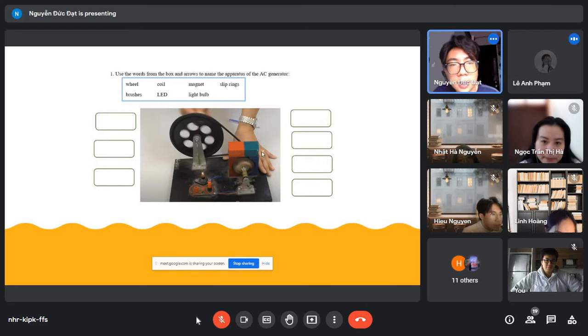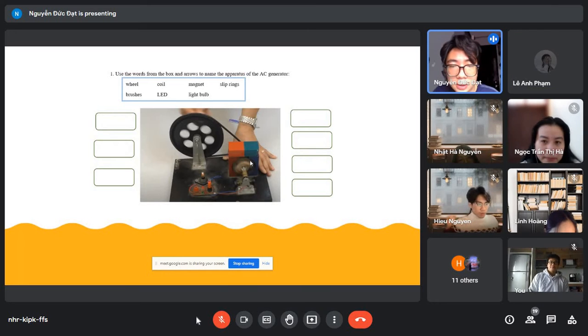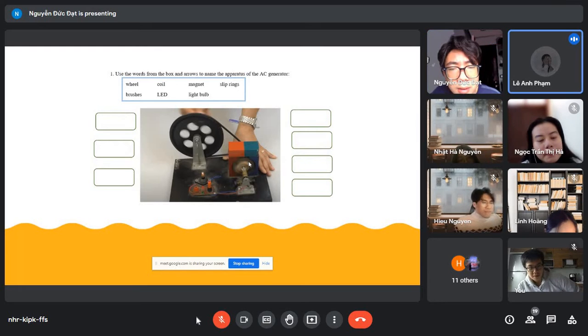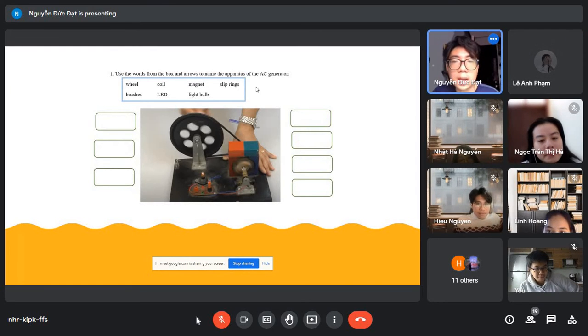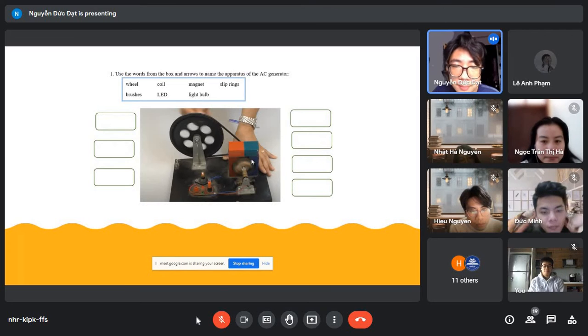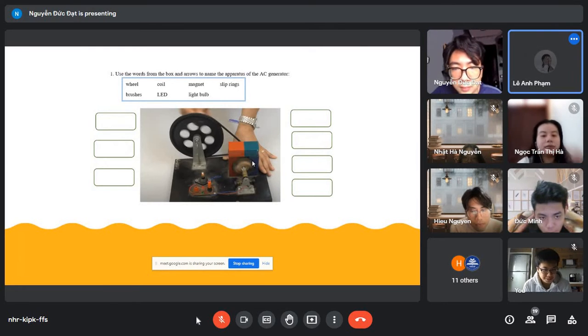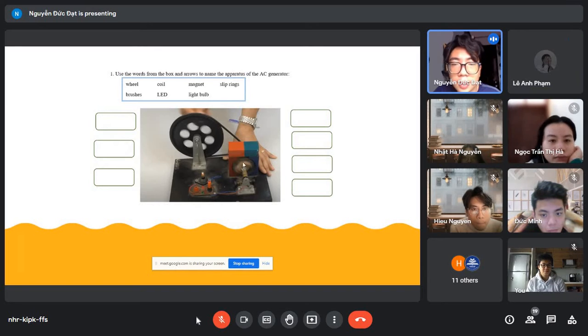Okay, so what is inside the magnet here? It is the coil. And in this situation, is it a rotor or a stator? It is the rotor. Yes, it's the rotor. Do you know the other name, the specific name, to call the coil in this generator? I think I don't know.